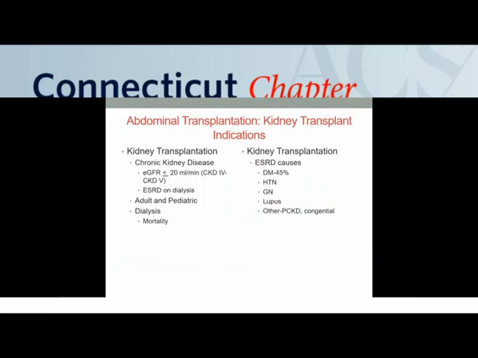All right, so next, kidney transplant. Kidney transplant indications are really quite simple. Basically, anybody with chronic kidney disease, usually an eGFR below 20 mL per minute, that's between chronic kidney disease stage 4 and 5, or if you're on dialysis. Adult and pediatric have the same indications. And the reason there really aren't that many other indications is because we have dialysis.